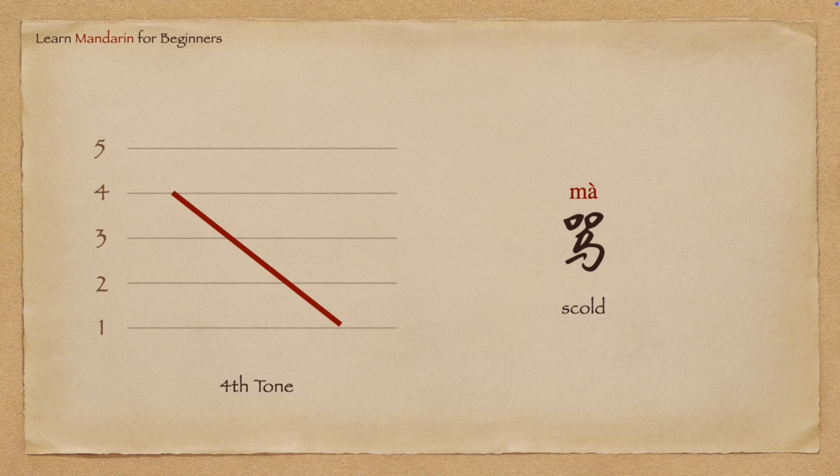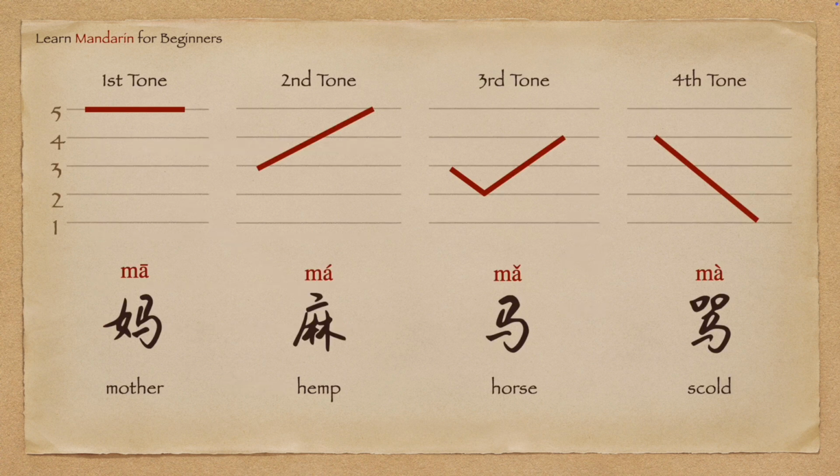Perfect. Let's compare all 4 tones. Listen carefully to the pitch changes and repeat after me. Ma, ma, ma, ma. Once again. Ma, ma, ma, ma.